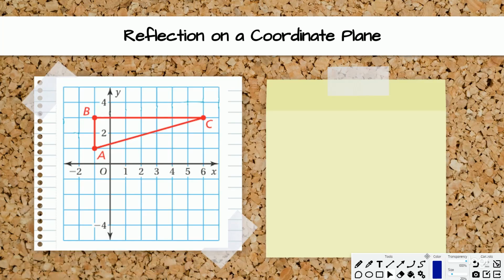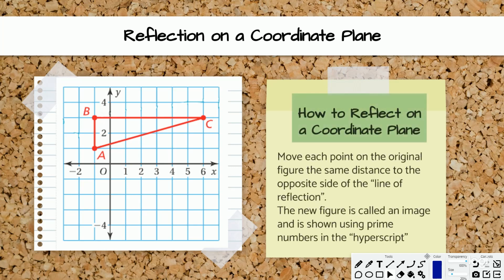All right, how to do a reflection on a coordinate plane. To reflect on the coordinate plane, we need to move each point on the original figure the same distance to the opposite side of the line of reflection. The new figure is called an image, and it's shown using prime notation in the superscript.